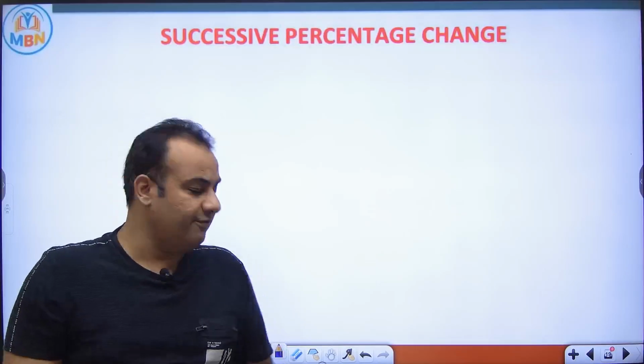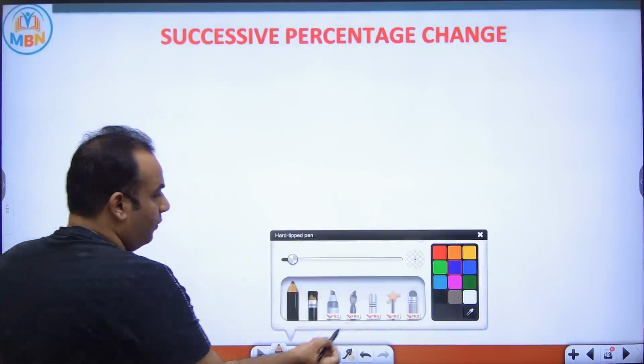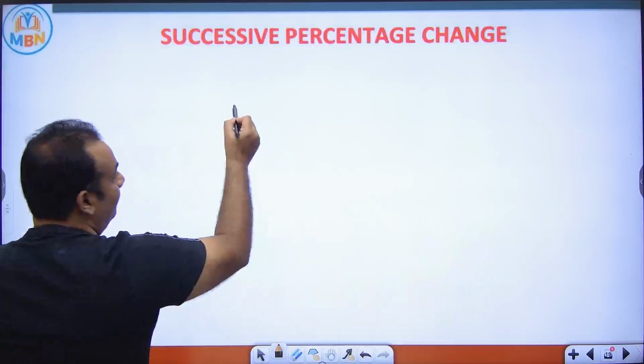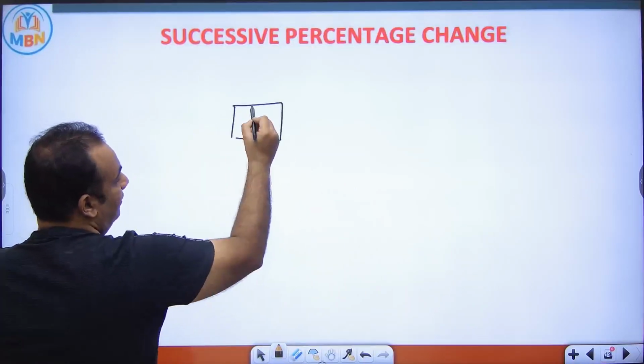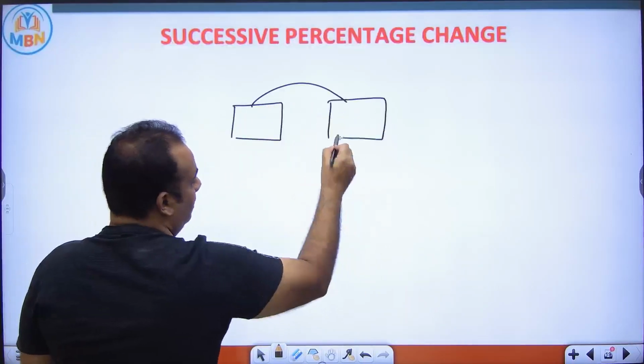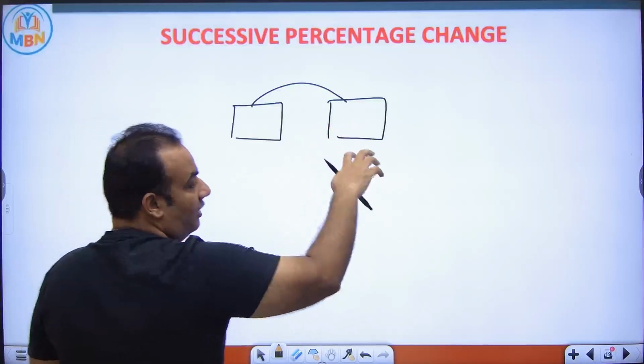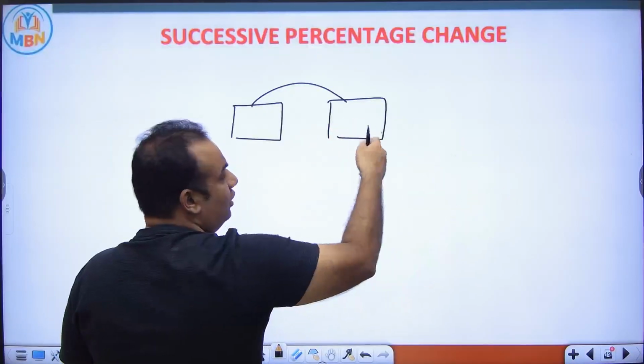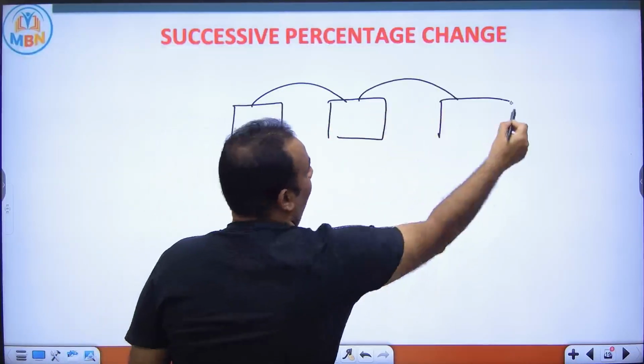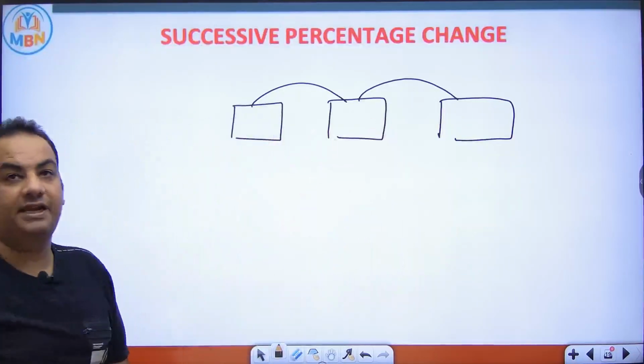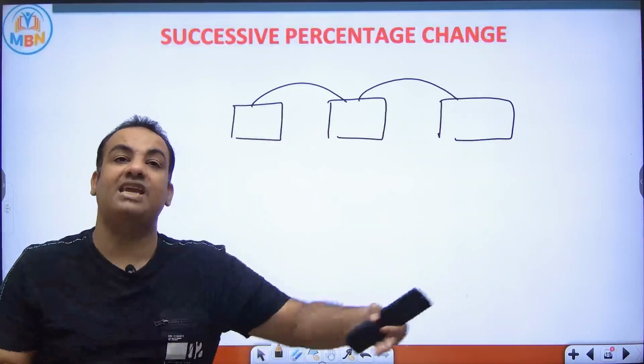What is successive percentage change? Suppose I have some value. First, there is some change in this value. We got this as the new value. Now there is some change in this new value and I get another value. So this is successive percentage change where the changes are carried forward.